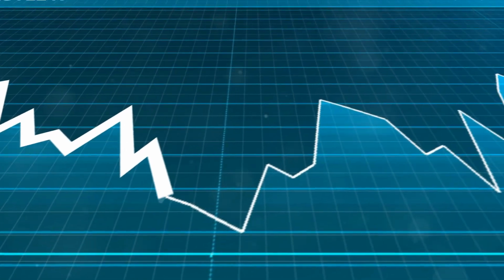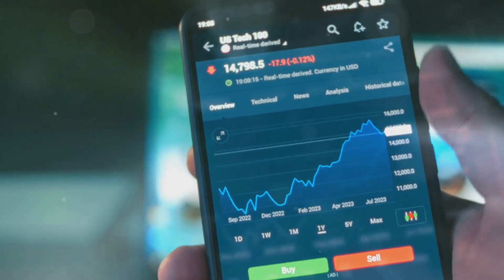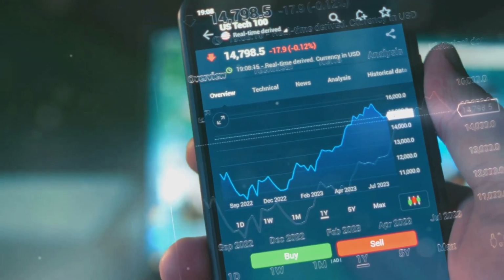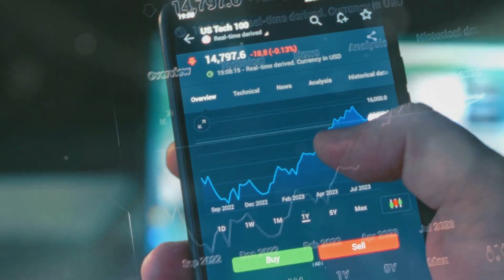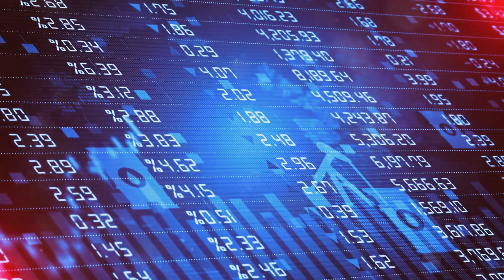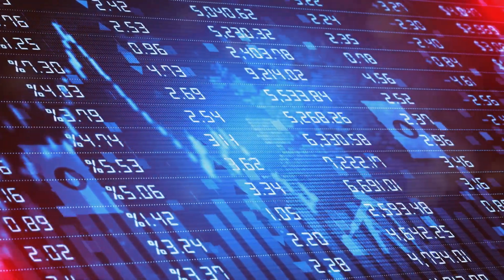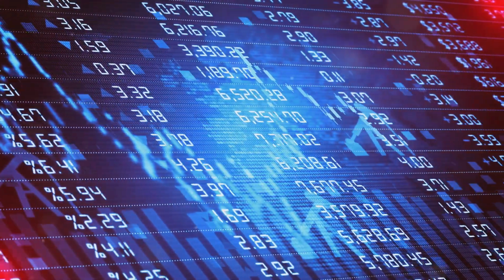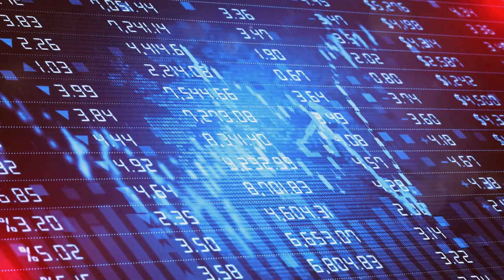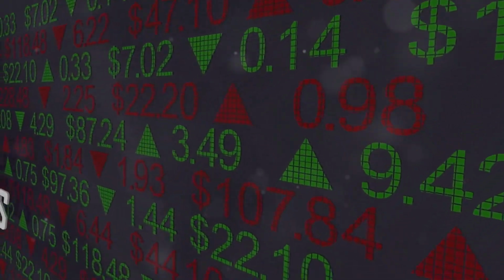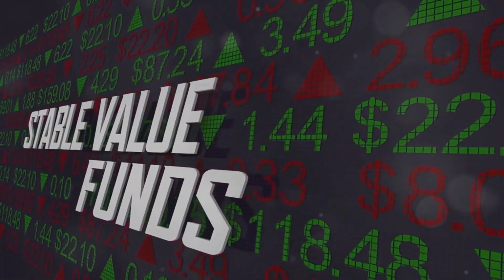Next, let's talk about sector diversification. Technology. This sector offers high growth but comes with higher volatility. For example, you might consider the Invesco QQQ Trust, ticker symbol QQQ, or the Technology Select Sector SPDR Fund, ticker symbol XLK. Healthcare. This is a more defensive sector with stable cash flows.